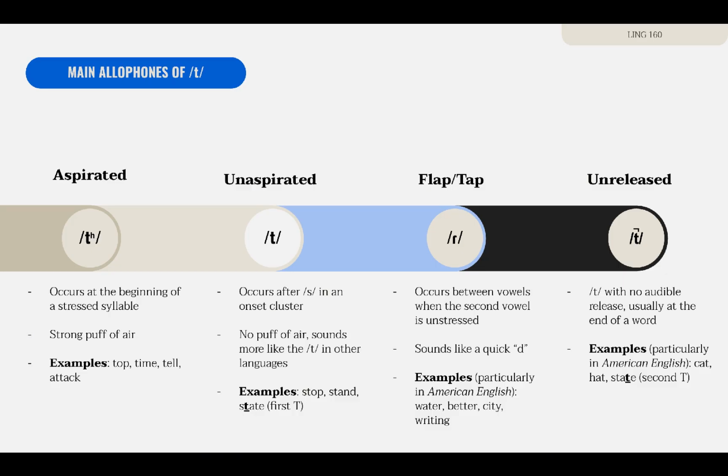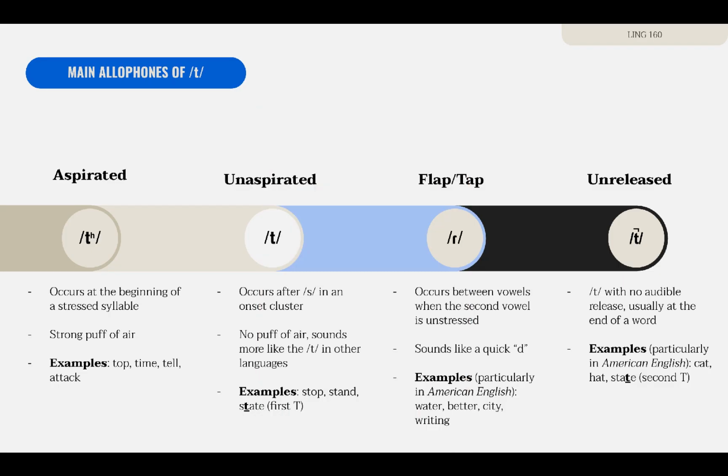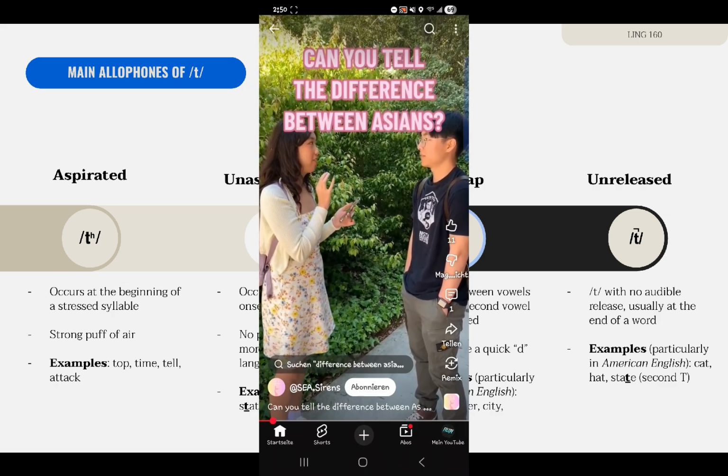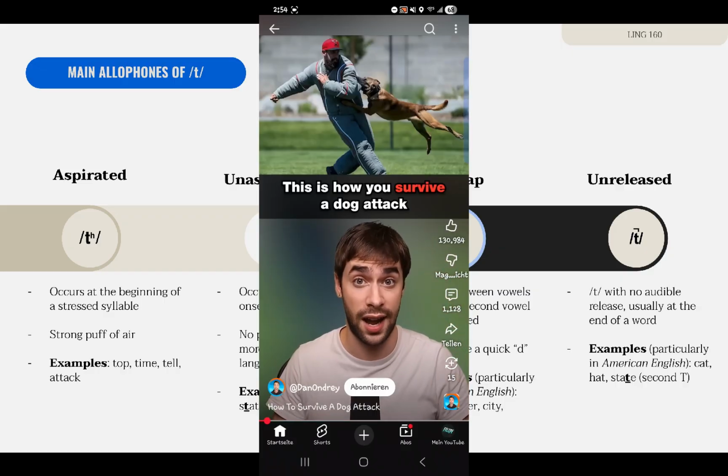The aspirated T, which occurs at the beginning of a stressed syllable and comes with a strong puff of air. Examples are top, time, tell, attack.